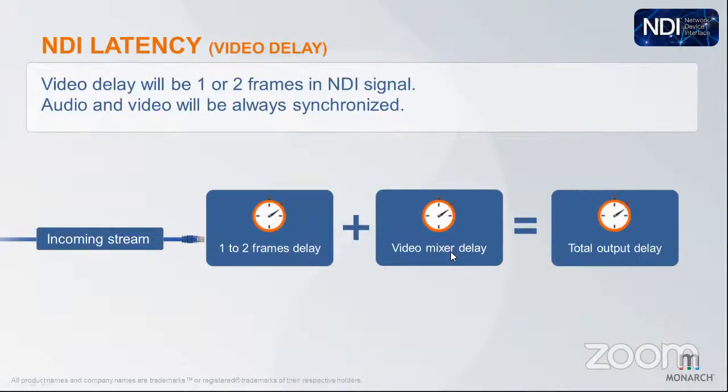So talking about delay, there is a 1 to 2 frame delay in NDI signal. So if you are getting any input stream as NDI from anywhere, there is a 1 to 2 frame delay, plus whatever delay is coming from your Simba Live system or your mixing device. Simba Live currently has 10 to 12 frames of delay. So you have to add another 1 or 2 frames for the NDI, and this will be your final output.